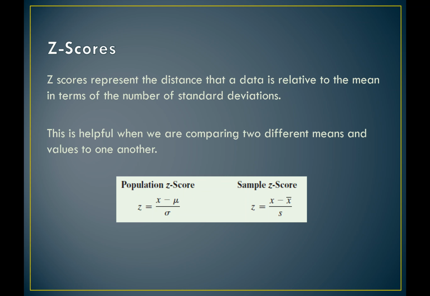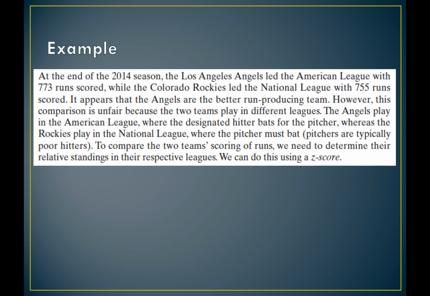Z-scores represent the distance that a data point is relative to the mean in terms of standard deviations. This is helpful when comparing two different means and values to one another. It sets a standard for figuring out how many standard deviations away from the mean something is. And that's very important because we want to know if it falls in that 95% of data, or if it falls outside of that, or something even more drastic than that. So we've got those formulas.